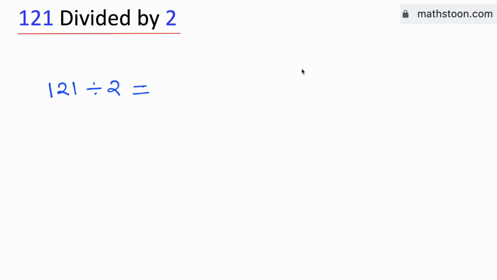In this video, let us learn how to divide the number 121 by 2 using the long division method. As 1 is less than 2, so let's consider the number 12. We know that 2 times 6 is 12. Subtract, we get a 0.